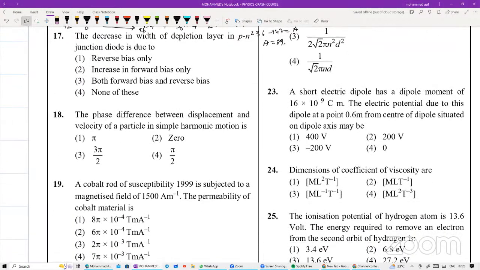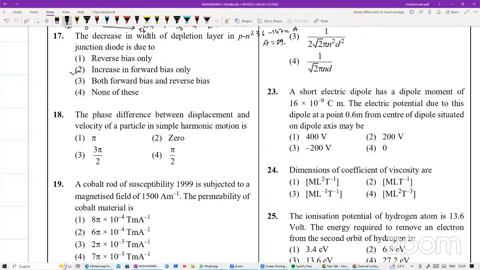Number 17, देखिए बेटा. The decrease in the width of the depletion layer in the PN junction diode is due to what? कौन सा आंसर होगा बेटा? Reverse bias, forward bias only, both forward and reverse bias, and none of these. Reverse bias में depletion layer बढ़ जाता है बेटा. Forward bias में depletion layer कम हो जाता है. Isn't it? Forward bias होना चाहिए.